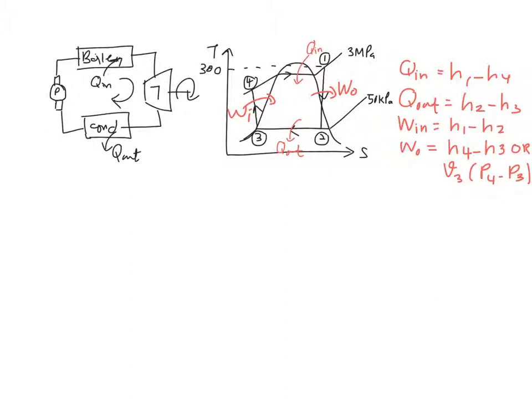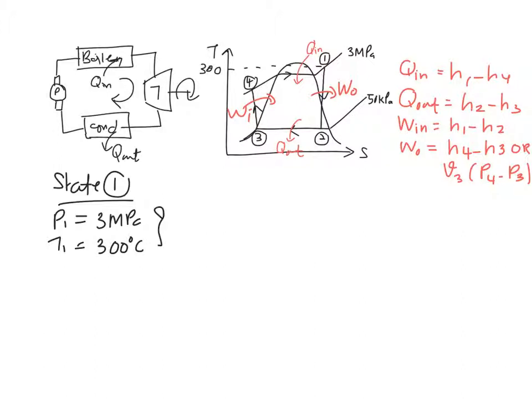In this case, it happens that your state 1 has two known values, which are the pressure, 3 megapascal, as well as the temperature, 300 degrees C. So let's start with that first. State 1: P1 is equal to 3 megapascal, and temperature T1 is equal to 300 degrees C.